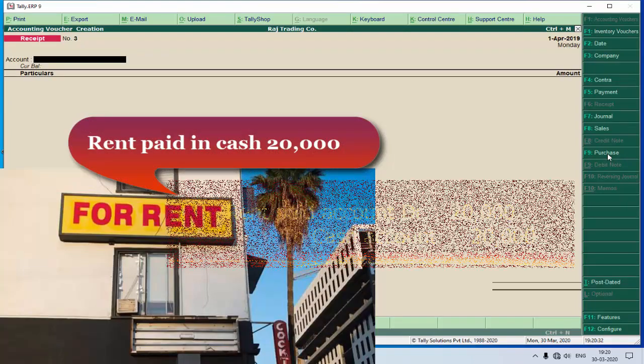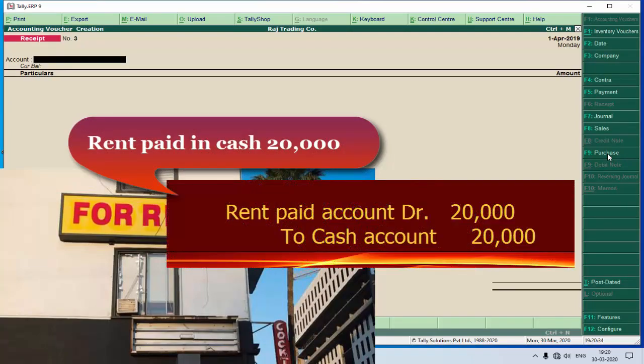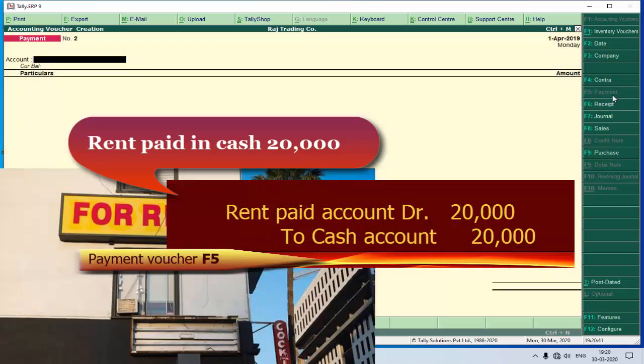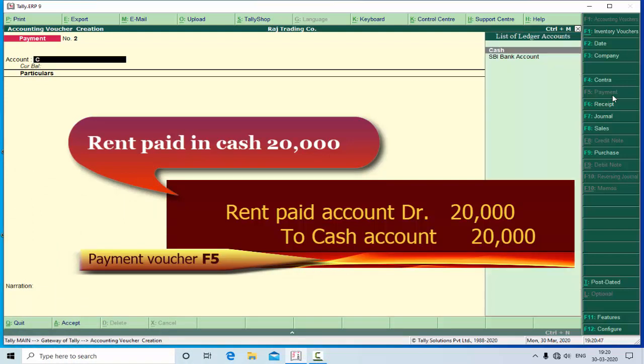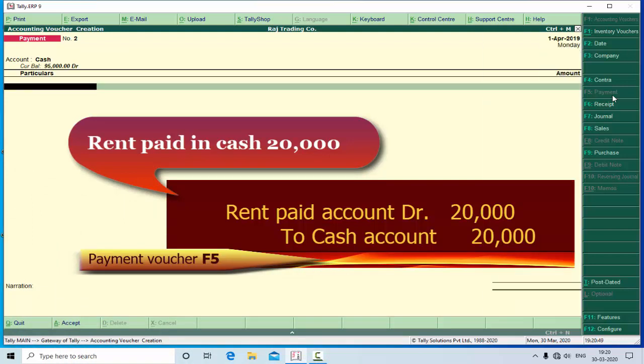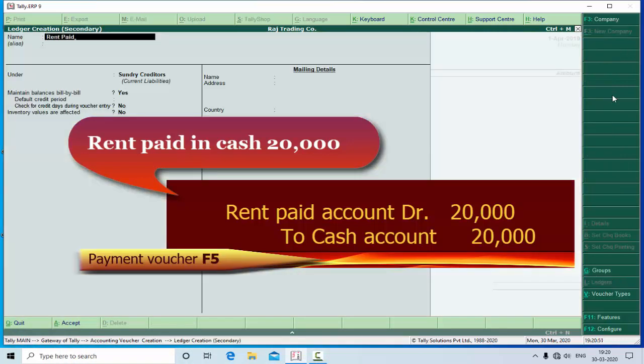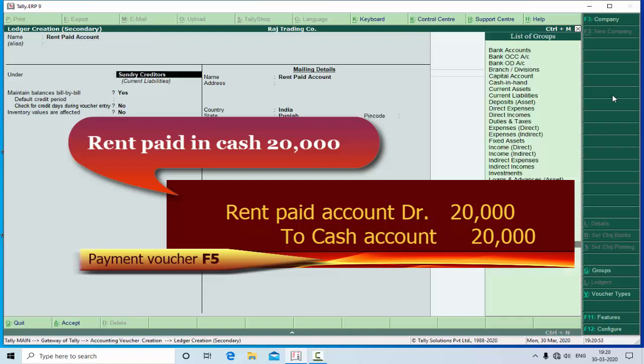So it's an expense which is paid by our business. The entry will be rent account debit to cash account, and that entry will be recorded in the payment voucher, because when cash is credited, that entry will be recorded in the payment voucher. Use the shortcut key F5 or select the cash payment and then create the rent account. The rent paid account will be created by us under the indirect expense.